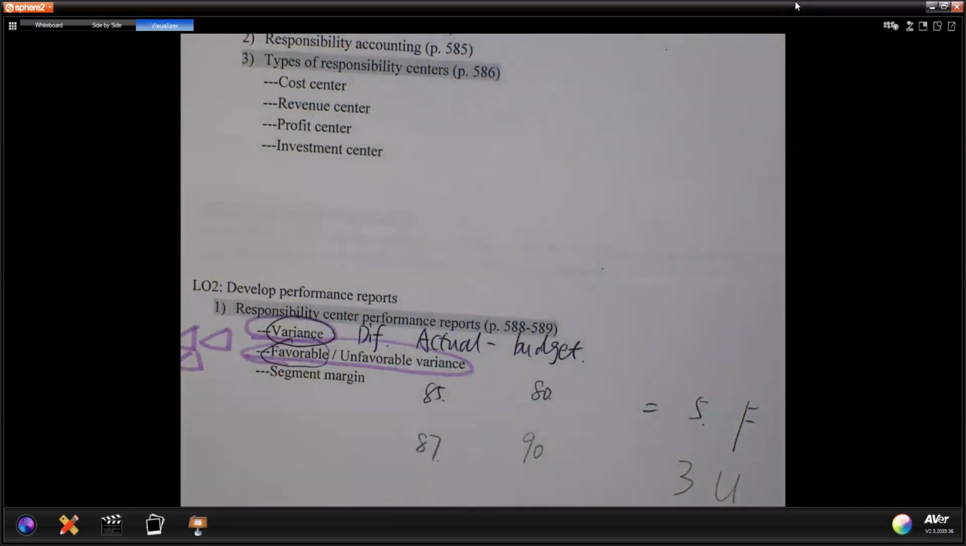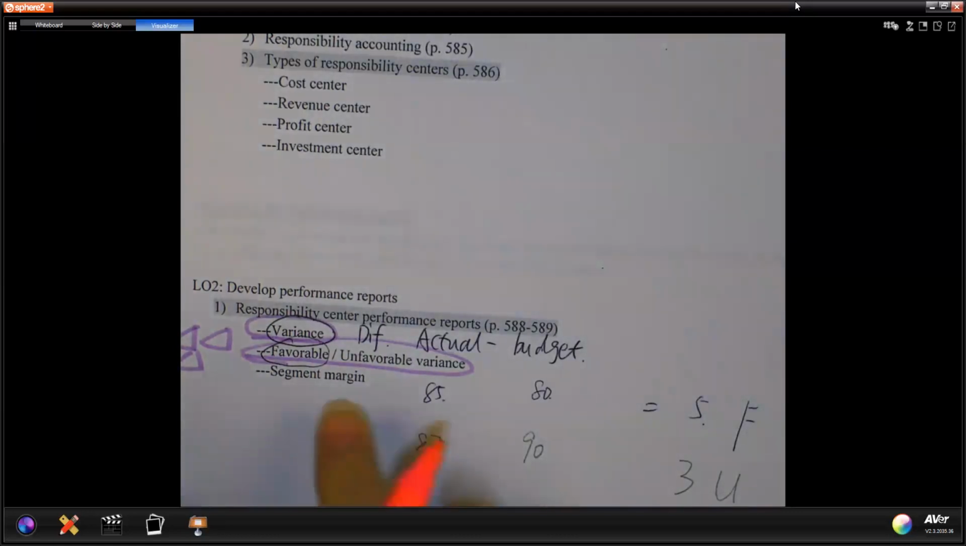Okay, so we want to talk professionally, right? We want to separate ourselves from students who never learned accounting 210. Instead of saying, hey, difference, good, bad, we call it favorable, unfavorable variance. Something I want to point out here, it will help you in the next chapter.